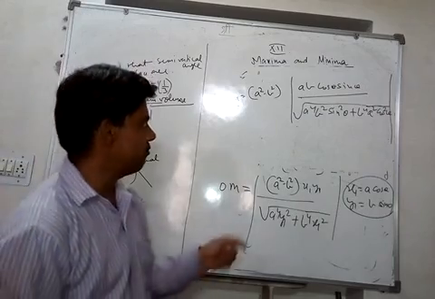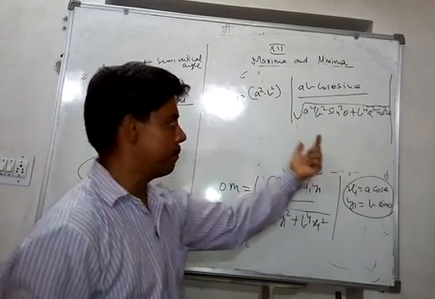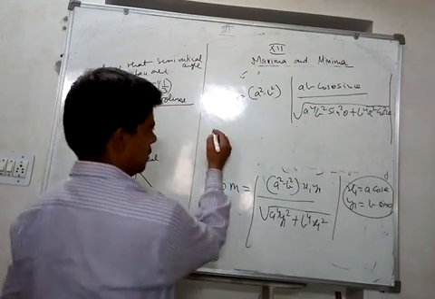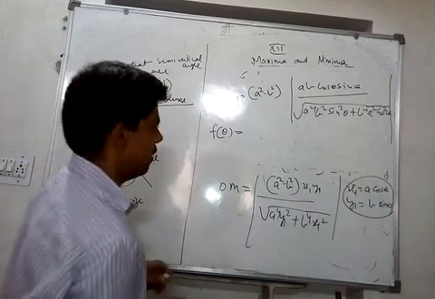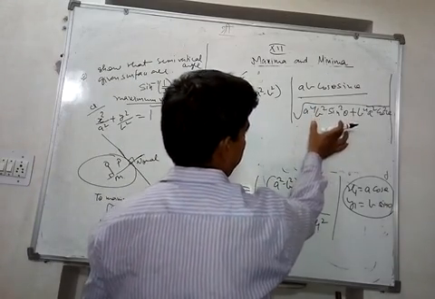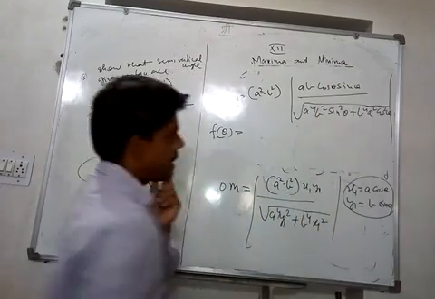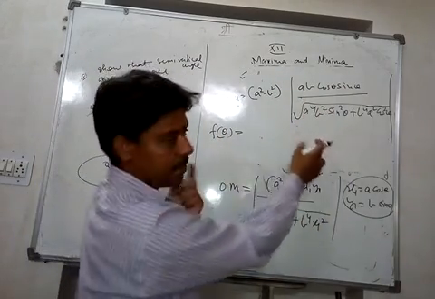So the maximum value of OM will occur when the denominator is minimum. So we'll create a function, say f theta. If I divide this by which quantity? AB cos theta sin theta. Let's divide by AB cos theta sin theta, by squaring.